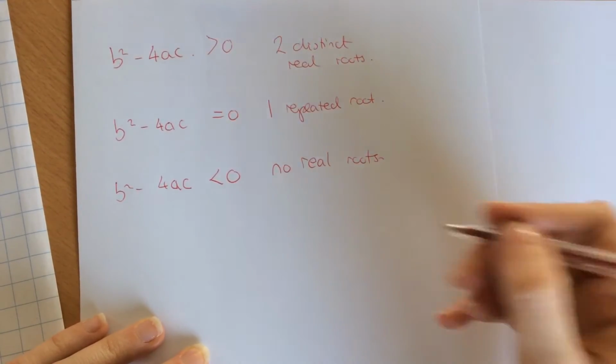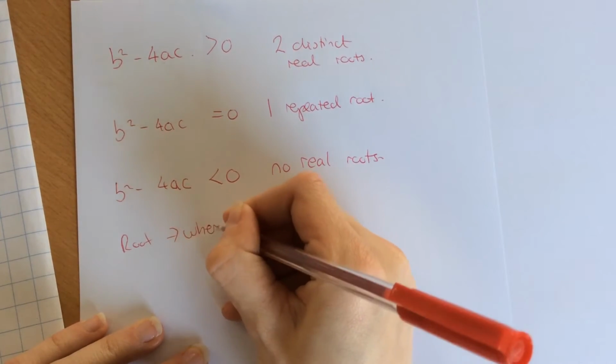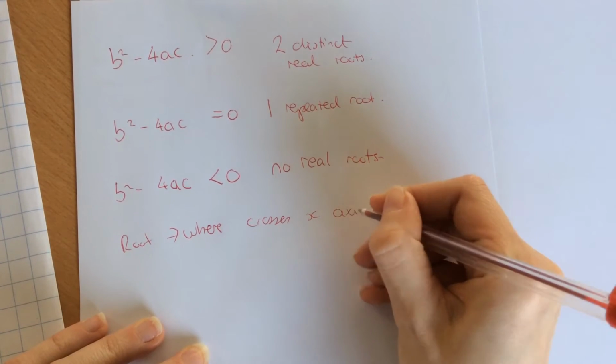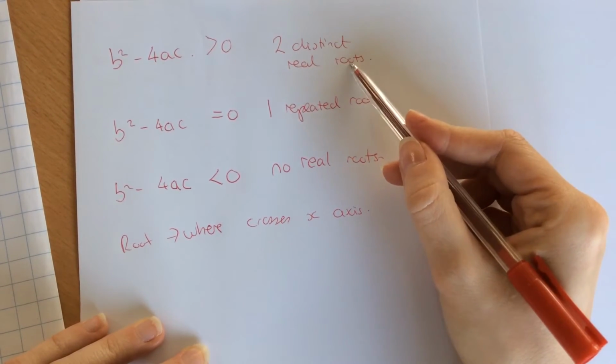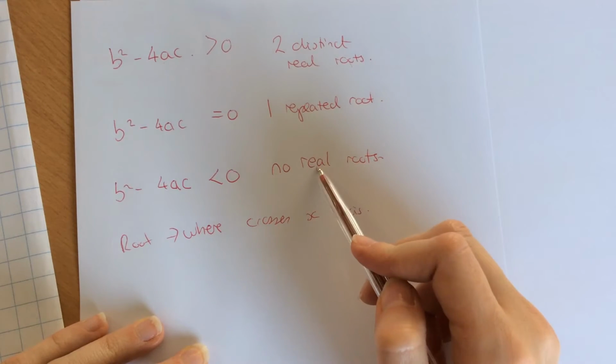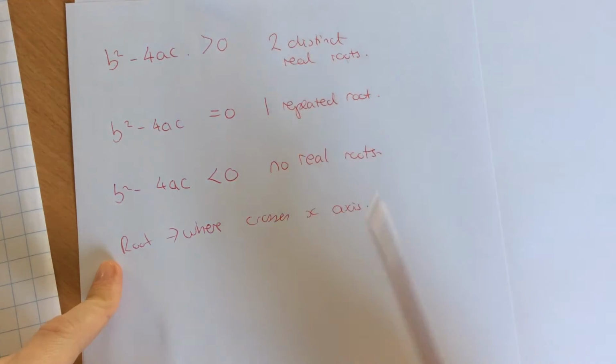Now then, what is a root? A root is where the graph crosses the x-axis. So this one, it'll cross it twice. This one, it will just touch the x-axis. And this one, it will not cross the x-axis. So they're the key parts that you're going to need to know to answer these questions.